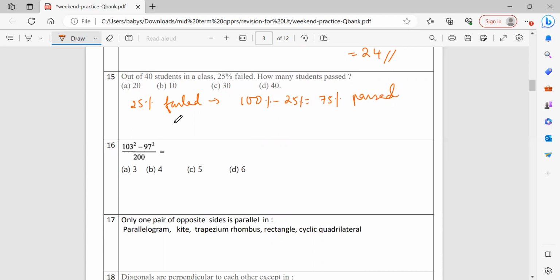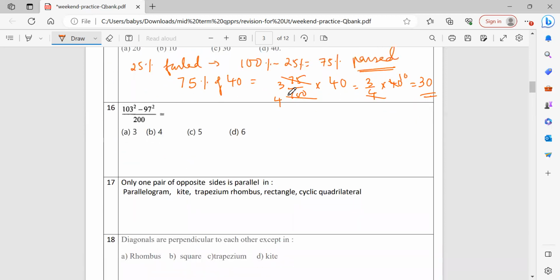Okay, so now there are 40 students. The passing percentage is 75%, the percentage of students who have passed. So 75% of 40 is what I need to calculate. So 75 by 100 into 40. Let's use the knowledge of factors of 25. 25 3s are 75, 25 4s are 100. So 3 by 4 into 40. 4 tens are 40, and that will give me 30 students. So 30 students have passed.